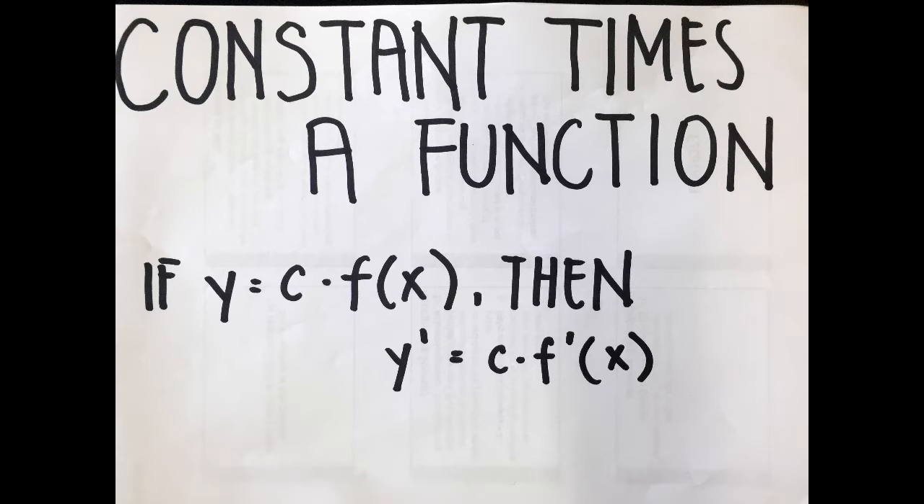Next up is constant times a function. In this rule, we will follow these steps. The derivative of y is constant times the derivative of the function.